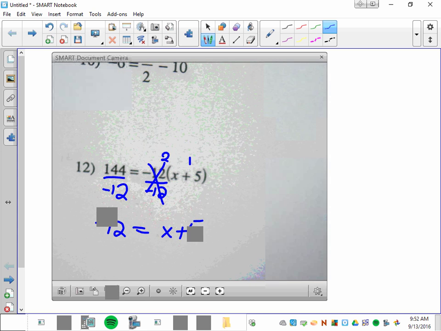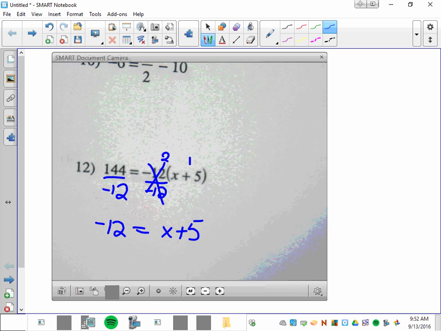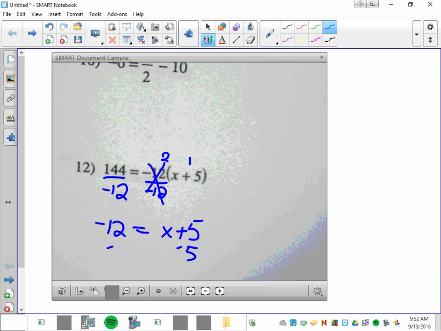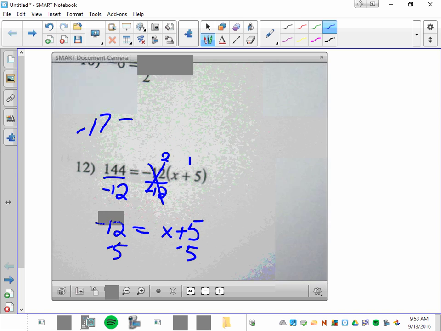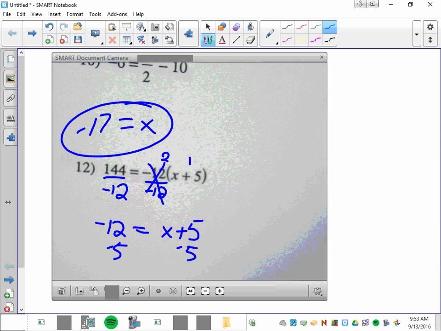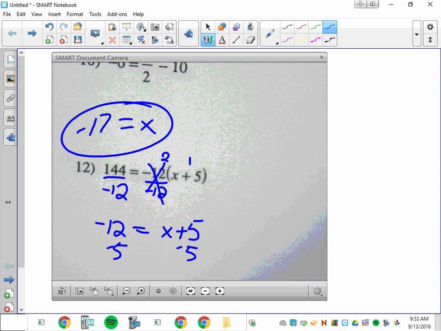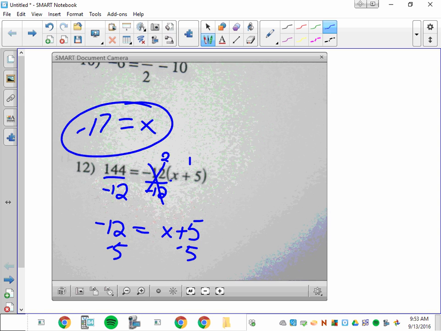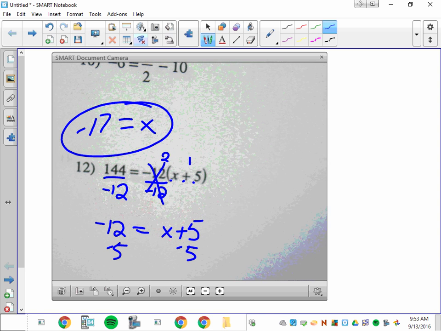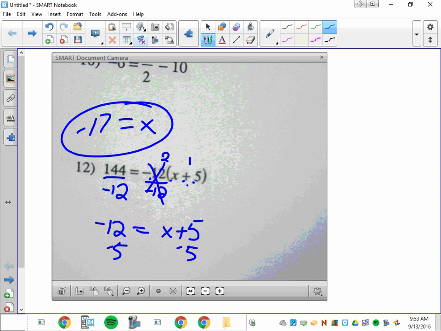Now what? Subtract 5. So negative 17 equals x. And it's a good idea to plug that back in. Negative 17 plus 5 is negative 12. Negative 12 times negative 12 is 144.